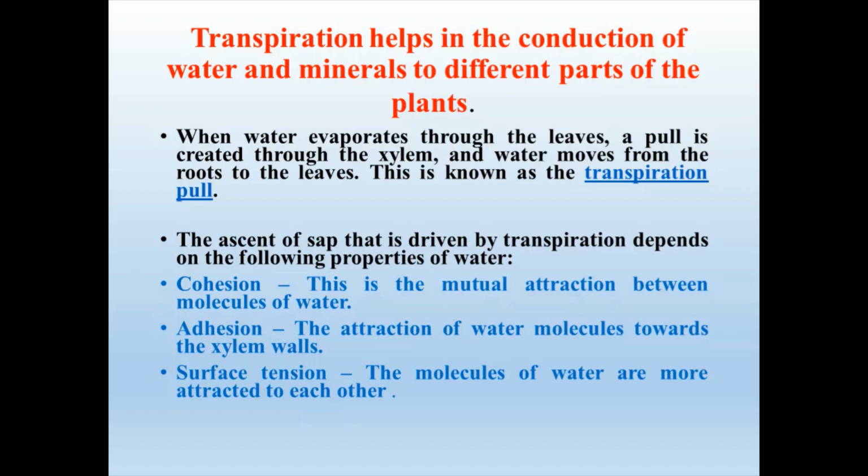The ascent of sap that is driven by transpiration depends on the following properties of water: cohesion, adhesion, and surface tension. Cohesion is the mutual attraction between molecules of water. Adhesion is the attraction of water molecules with the xylem walls. Surface tension: the molecules of water are more attracted to each other.